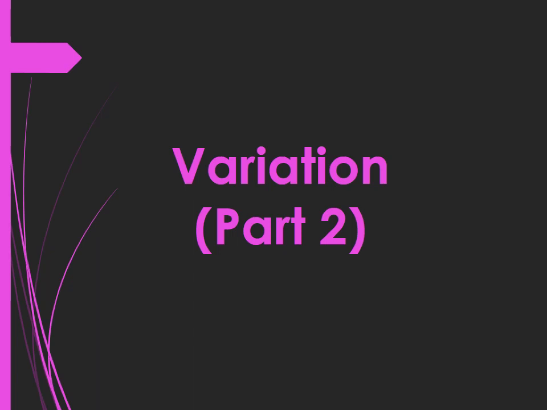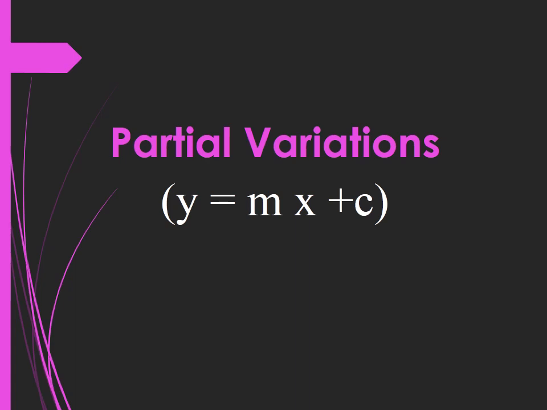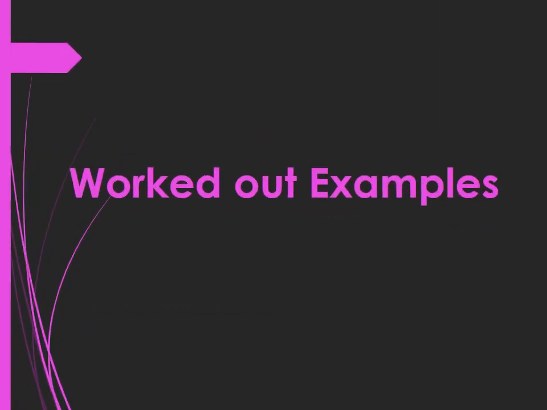In this video, we are going to discuss variation part 2, where we are going to discuss partial variation and joint variation. We will start with the partial variations, and we can denote that with this equation: y = mx + c, whereby m and c are constants. We can go to work out examples.